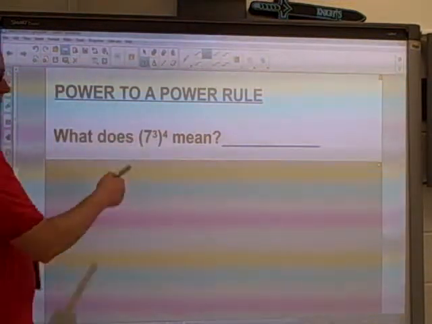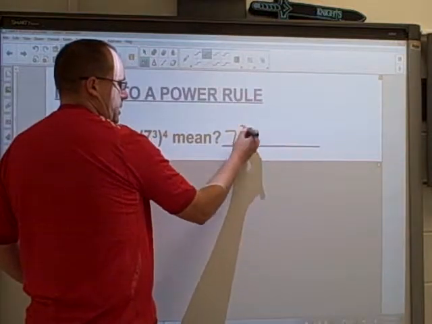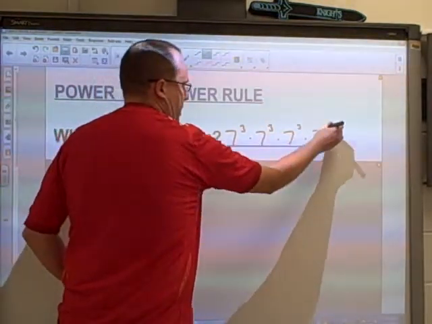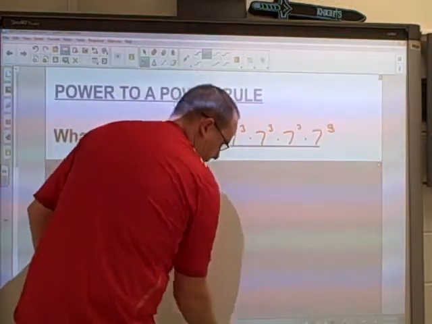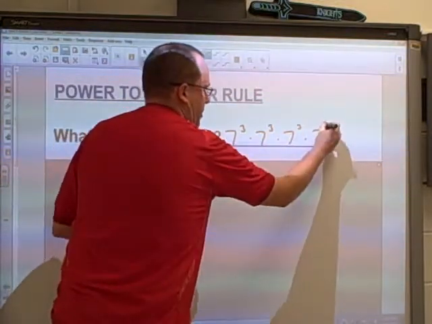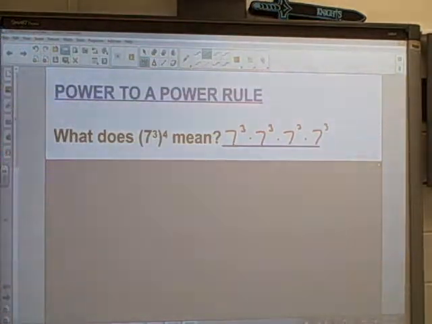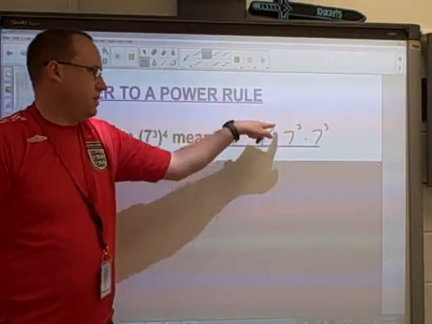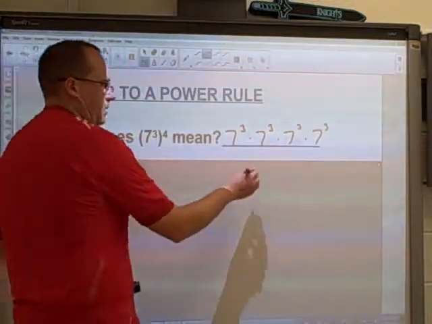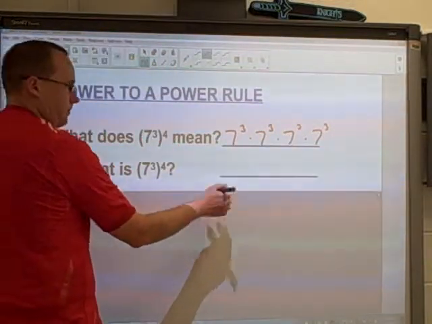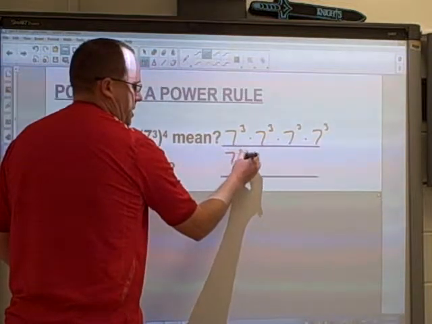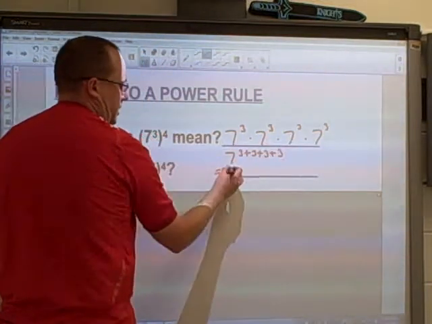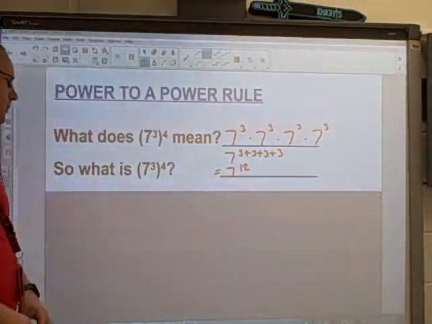So 4 means that we're going to multiply together something 4 times. So in this case, we're going to multiply 7 cubed together 4 times. Whoops, the last one should be a 3. Now we know from our previous rule, that first rule, when you multiply like this, as long as these are the same bases, all you do is you add the exponents together. So this actually equals 7 to the power of 3 plus 3 plus 3 plus 3, or in other words, 7 to the power of 12.